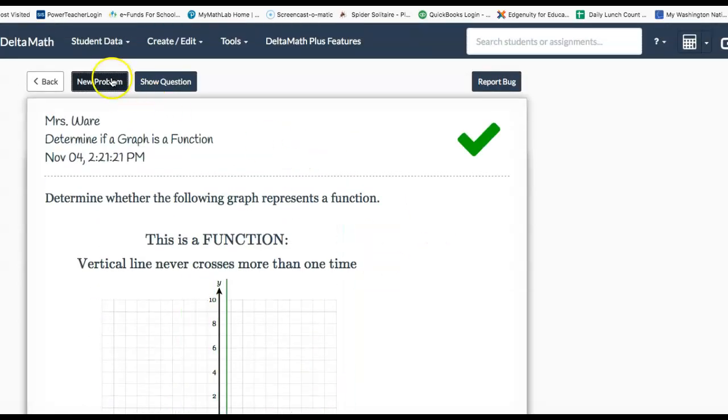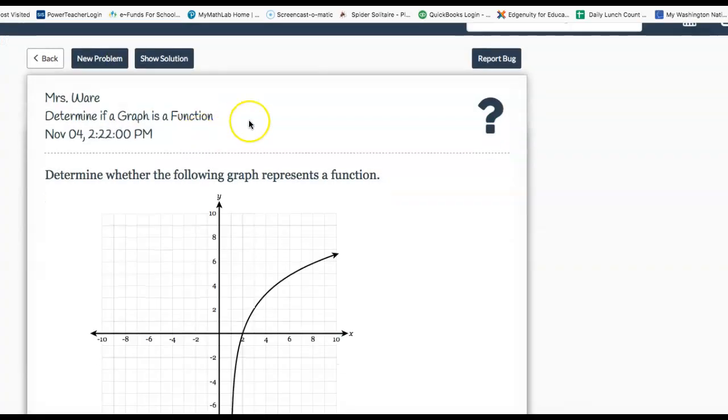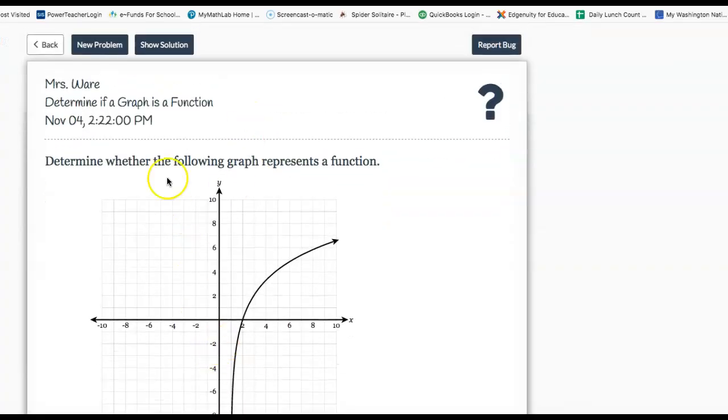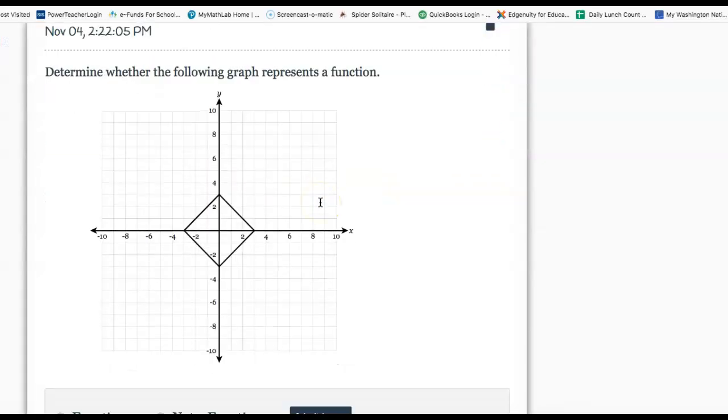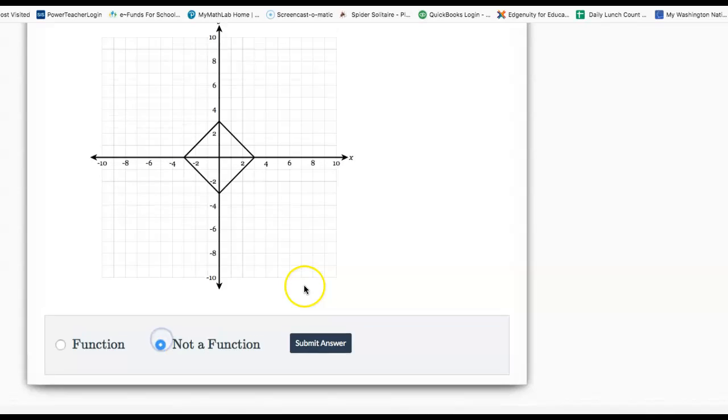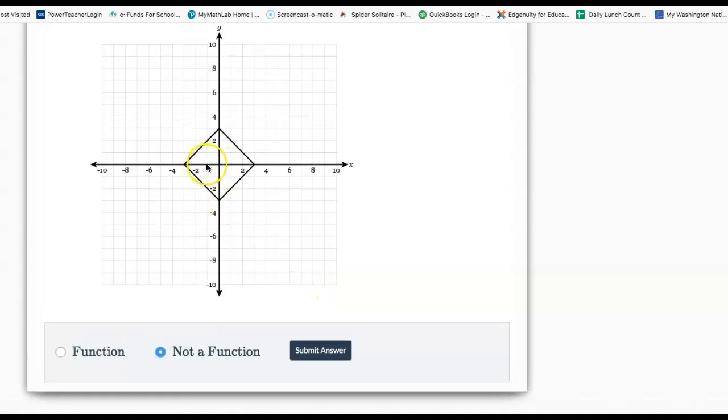So let's do one that's not a function. That one would be okay. That one would be a function. This would not be a function. Because anywhere on here, if I go to -1, it has an output there and an output there. If I go to +2, it has a 1 and a -1. So this is called the vertical line test.